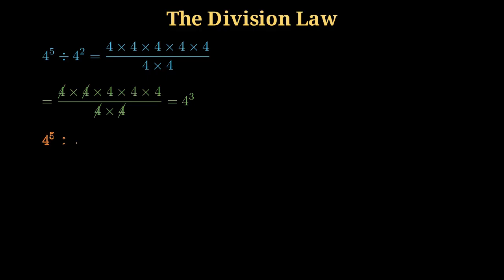Look at the indices. 5 minus 2 is 3. The base stayed 4. The indices were subtracted. Check it.